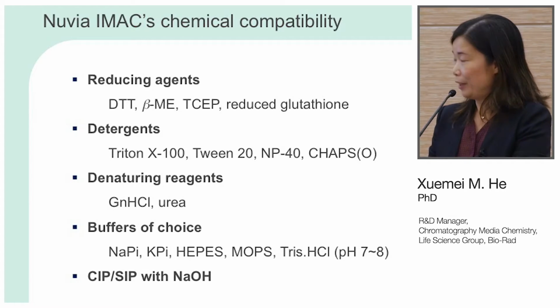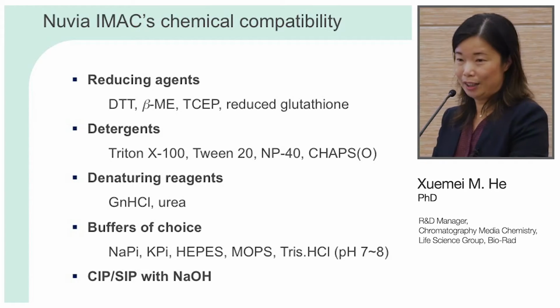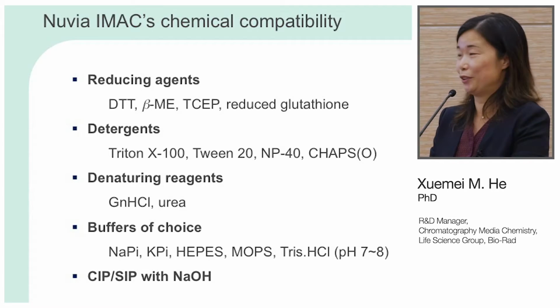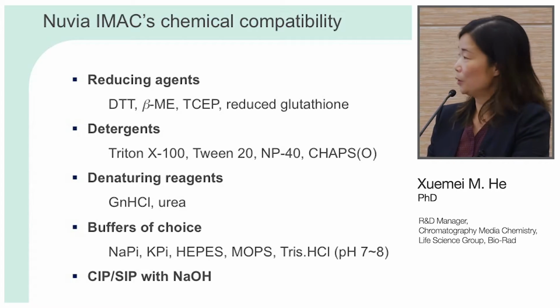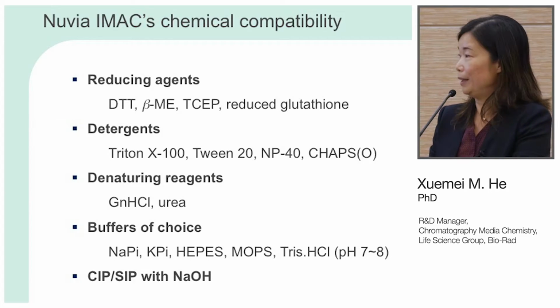There are cases showing that an additional wash with this detergent is helpful for endotoxin removal, because some endotoxins are so hydrophobic that they interact with the proteins to be purified. In case you need to do refolding, we found the tolerance of guanidine hydrochloride to 6 molar and urea to 8 molar without compromising the binding and the selectivity of the resin.